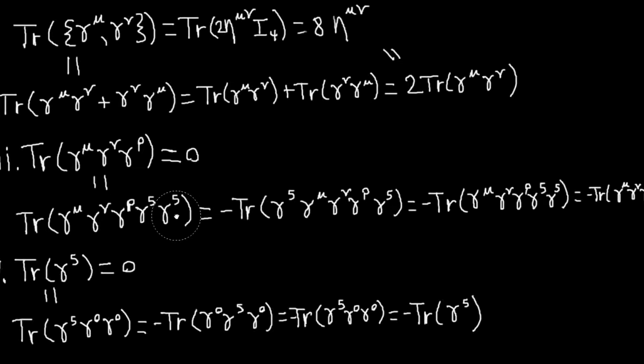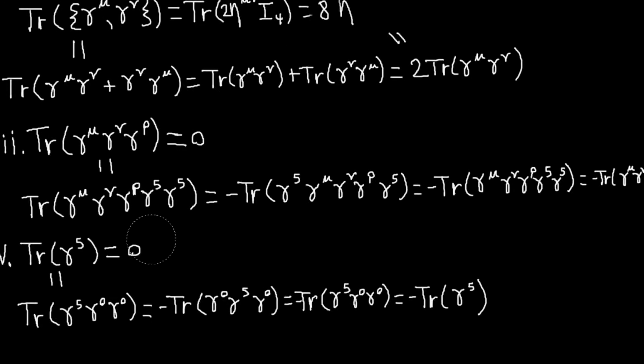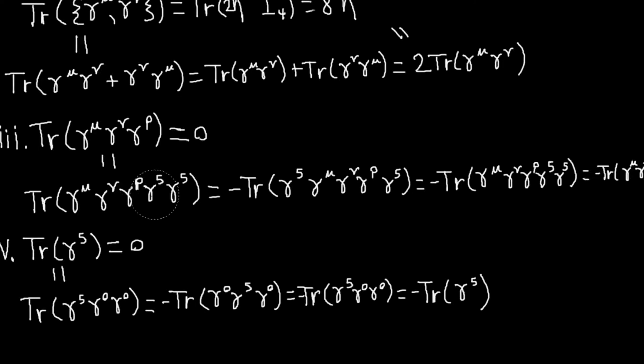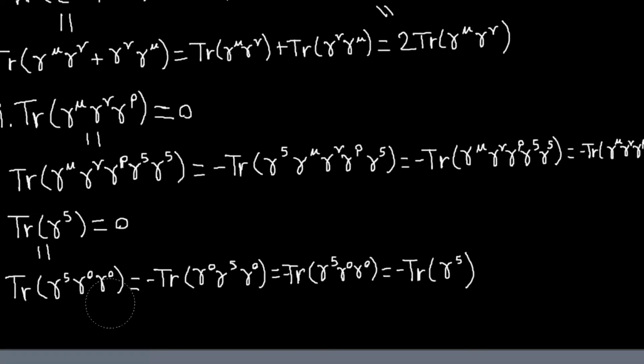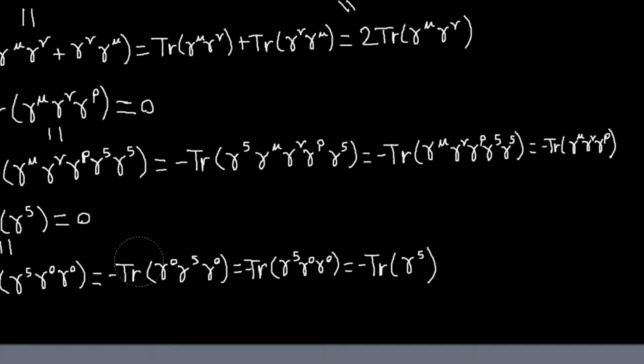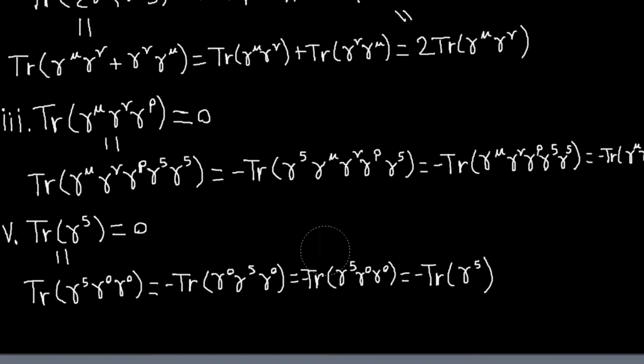So the trace of gamma 5 is next. So this one, we can't introduce a gamma 5 squared because that won't do anything for us. But we know that gamma 0 squared is 1, so we can introduce that. And then we just do the exact same thing as this one. So again, anti-commute, we get a minus sign, permute, it's equal to minus itself, so it's 0.